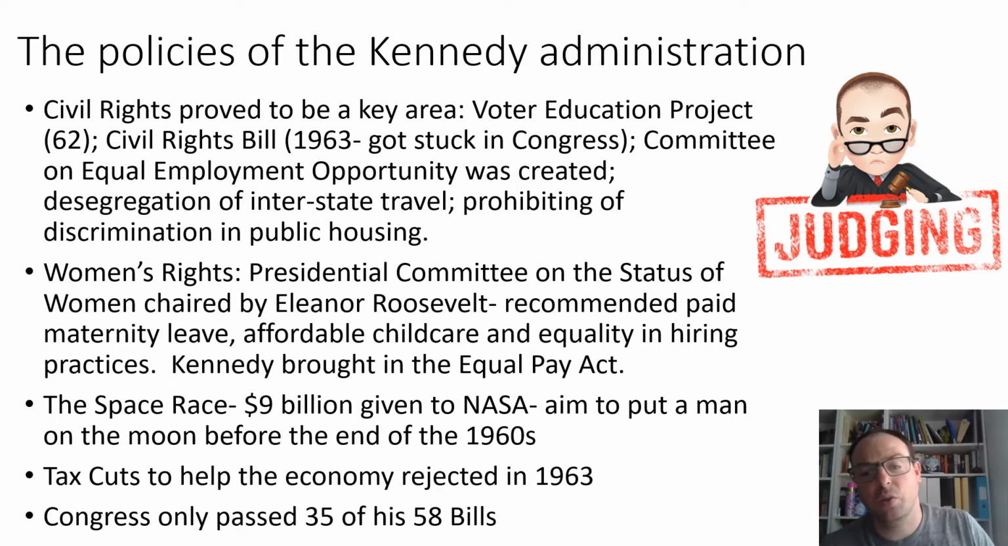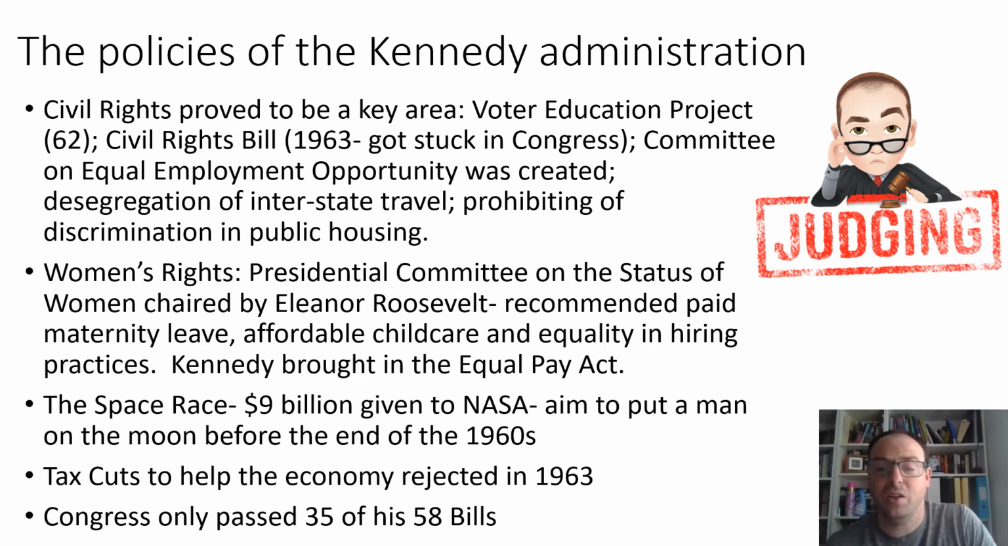Civil rights is going to be key in the ideals of the New Frontier. And we get the Civil Rights Bill in 63, but that got stuck in Congress. There had been the Voter Education Project in 62 before this. The Committee on Equal Employment Opportunity was created. There was desegregation in interstate travel, though not without problems. There was prohibiting of discrimination in public housing, but that didn't stop it in private housing. So the Civil Rights Bill will only pass once Kennedy has sadly been assassinated. And so the Civil Rights Act of 64 is often seen as a legacy of Kennedy.